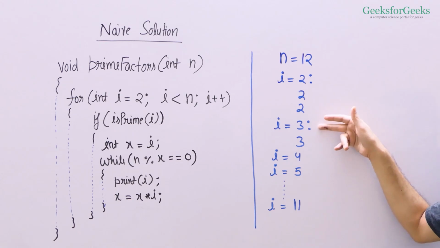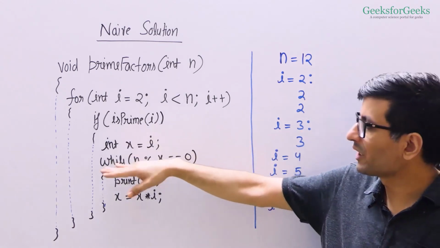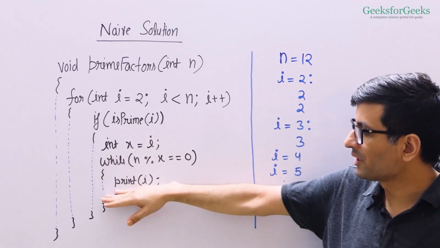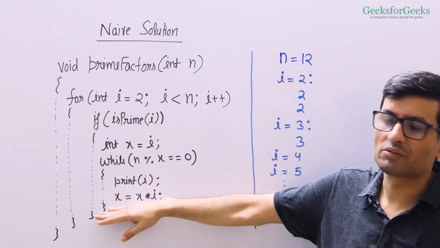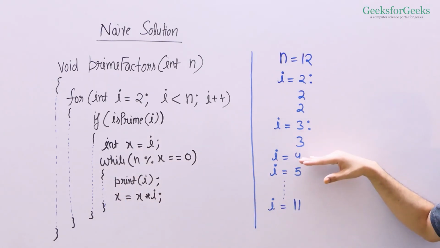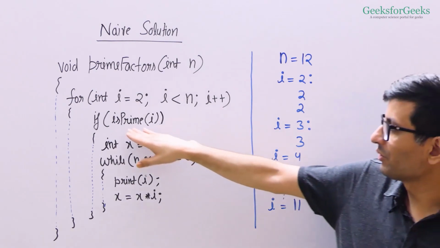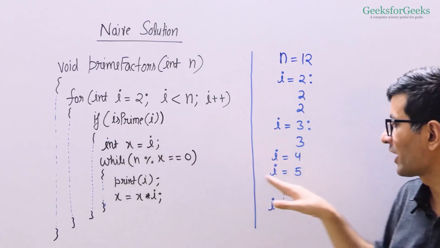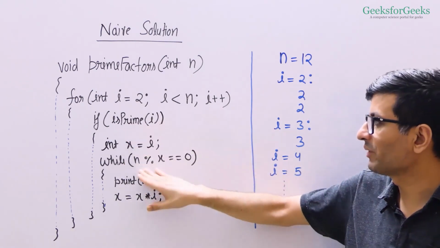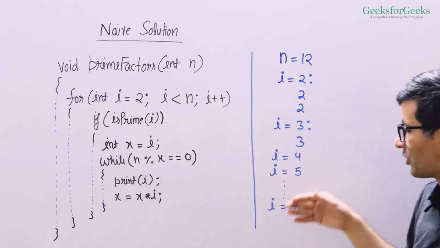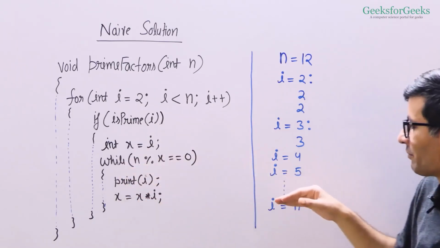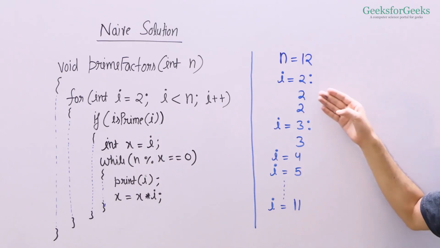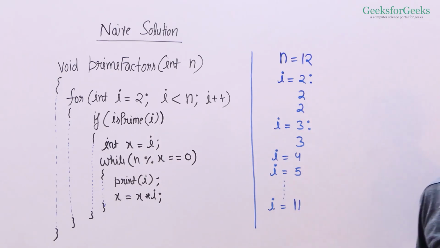Then we'll come to 3, and 3 is also a prime number, so we'll come inside and we'll print 3, and then we'll make x equal to 9, and 9 does not divide 12, so we'll stop here. And then for i equal to 4, we'll not go inside this because 4 is not prime. For i equal to 5, we'll go inside this, but we'll not go inside the while loop. So we'll never print the numbers if numbers are greater than 4. We are simply going to get 2, 2, 3 as output of this program.